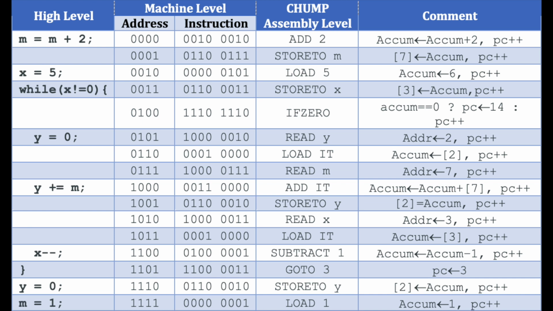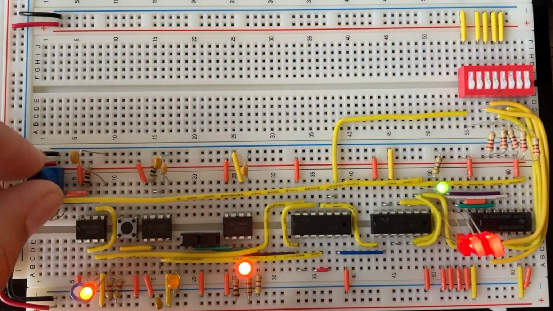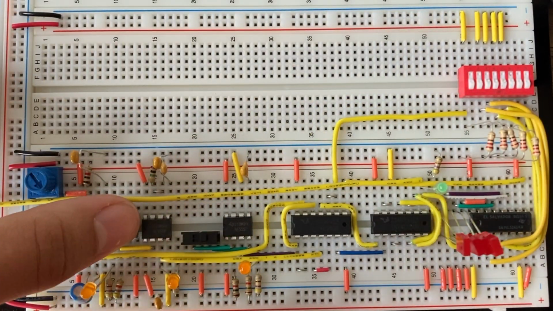The instruction is made up of 2 bytes. The most significant byte, or the leftmost bits, are used to define the instruction, and the rightmost bits, or the least significant bytes, are used to define a constant or a memory location. The CHUMP assembly level column translates what's written in the machine level instruction into something that we can comprehend, and the comment explains what the program does in further detail. For more information about this project, see my extended video.